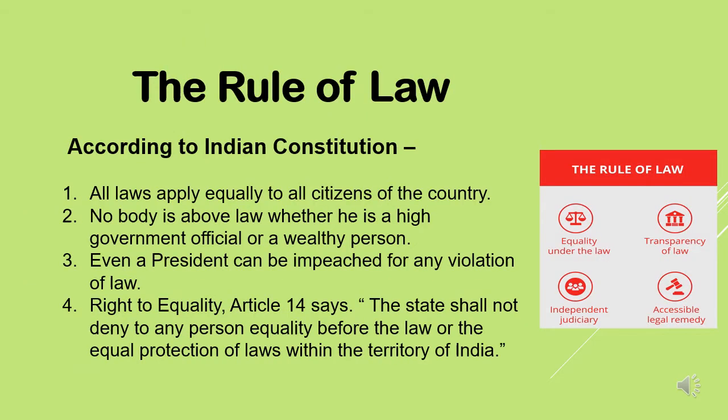Okay, children. Rule of law. Earlier we had studied the rule of law which was introduced by the Britishers. Now today we are going to revise the rule of law according to the Indian Constitution, which means all laws apply equally to all the citizens of the country. Nobody is above law, whether he is a high government official or a wealthy person. See, the laws are equally applicable for everyone, whether he is a chief minister or a prime minister or a president or even a government official or a normal citizen. Even a president can be impeached for a violation of law.